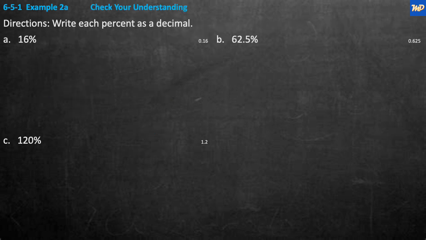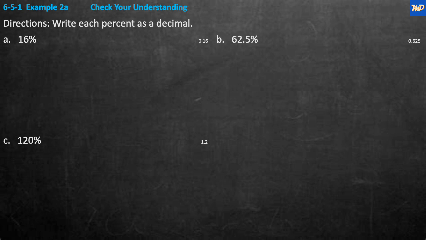Okay, example 2A. There must be another slide because there must be a B coming up anyways. Check your understanding. Directions: write each percent as a decimal. And this is your turn. So I'll wait. You pause. When you come back, we'll do them together. We'll check yours out and we can do them together.